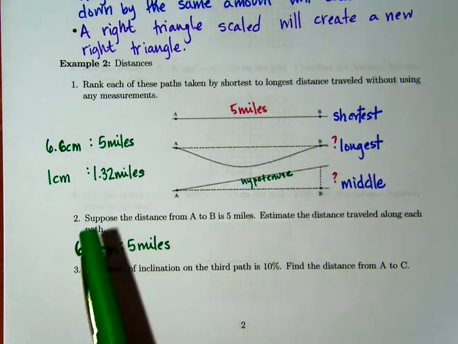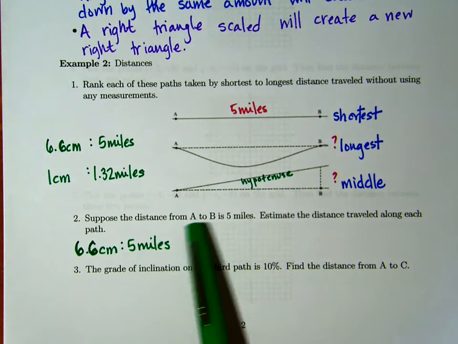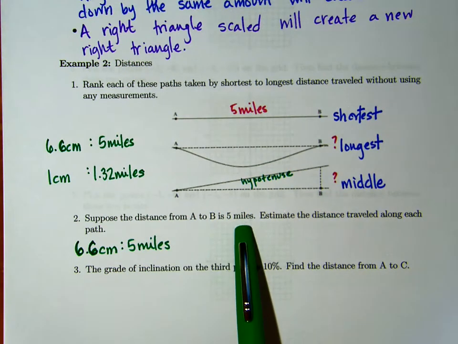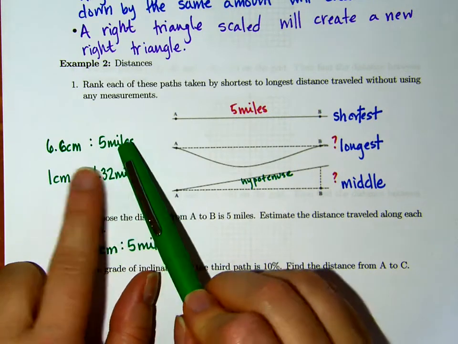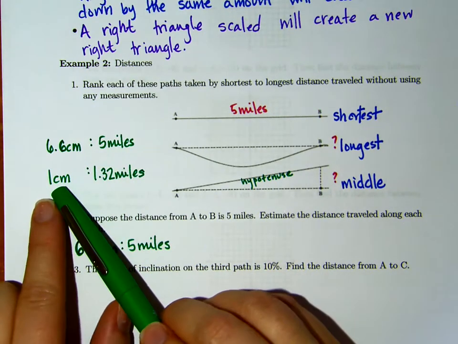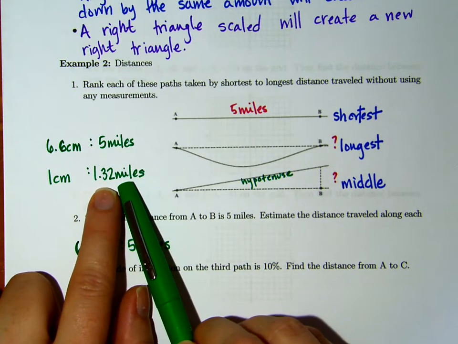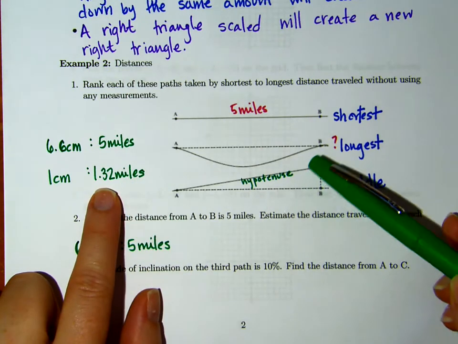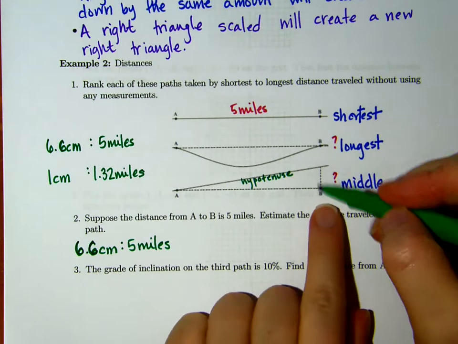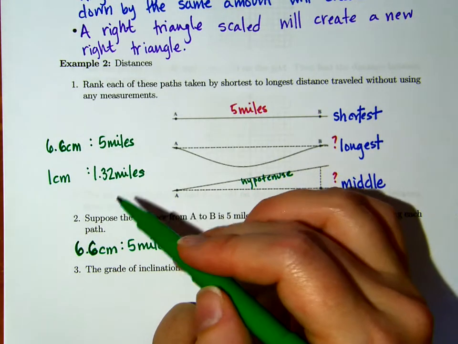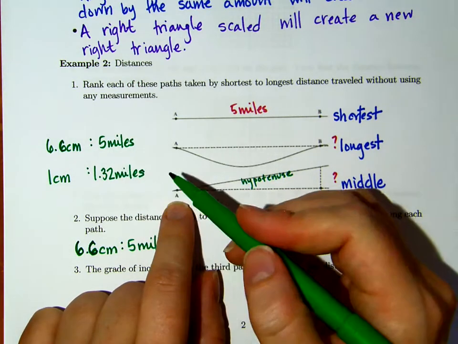where we last stopped at the idea that in number 2, if we know that the distance from A to B is 5 miles, and we measured it to be 6.6 centimeters, then 6.6 centimeters is to 5 miles as 1 centimeter is to, I scaled it down by 6.6, 1.32 miles. And that tells me that this height, which was measured to be 1 centimeter, is now 1.32 miles, and that this distance from A to B on the bottom is 5 miles.